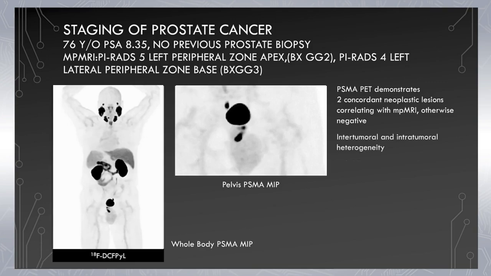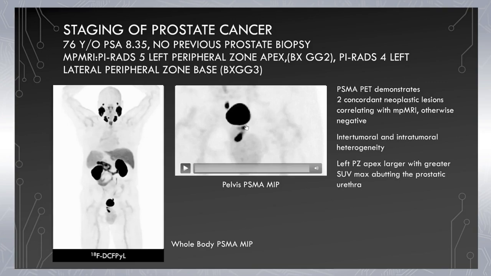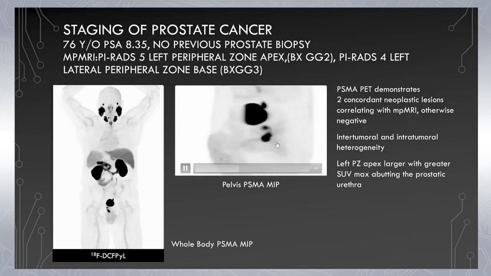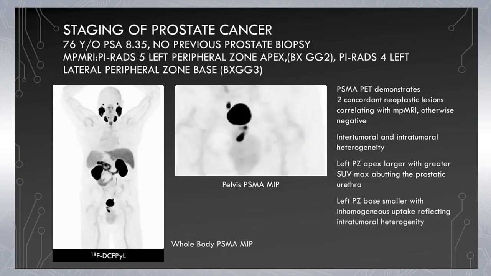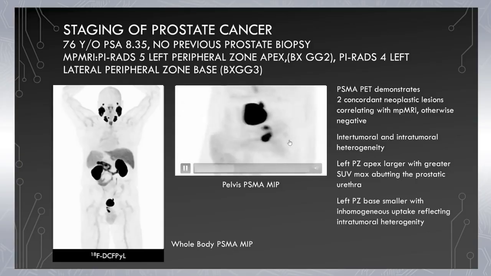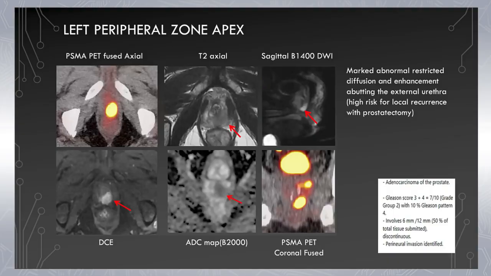And these lesions are different. They demonstrate intertumoral and intratumoral heterogeneity. The left peripheral zone lesion is larger with greater SUV uptake, and it abuts the prostatic urethra. The left peripheral zone base lesion is smaller, and that lesion demonstrates inhomogeneous uptake, reflecting intratumoral heterogeneity. Let's look at this lesion again and correlate that with the MRI.